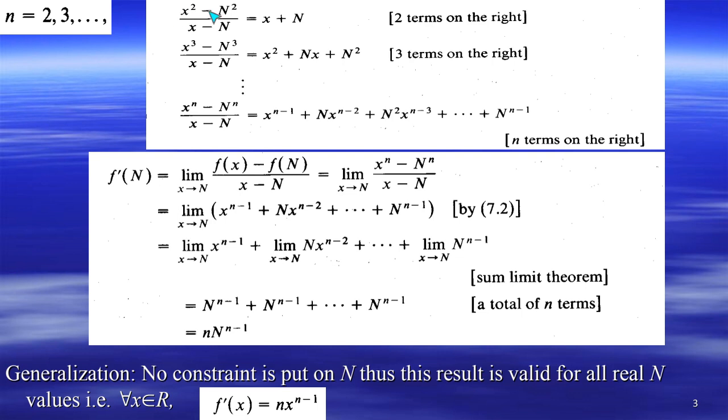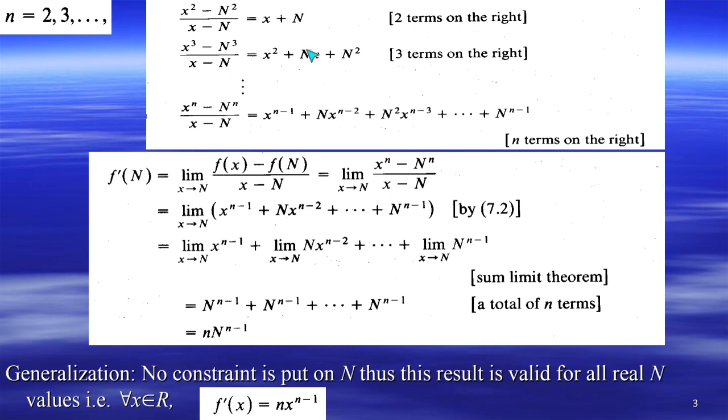So if we have x square minus n square divided by x minus n, it is equal to x plus n, because x square minus n square is always equal to x minus n times x plus n. And if we divide both sides by x minus n, we obtain x square minus n square over x minus n is equal to x plus n. Similarly, x to the power 3, which is x cube, minus n cube, big case n cube, over x minus n is equal to x square plus nx plus n square. 3 terms on the right hand side.